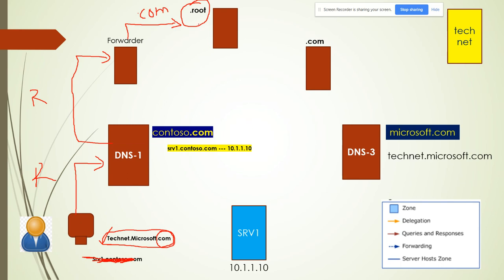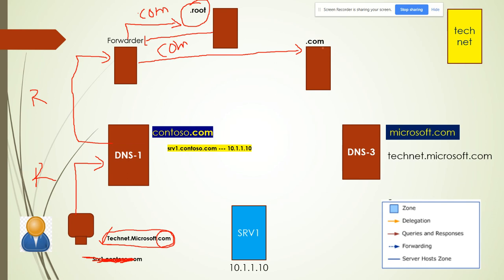So what it can do, it can say, I have a delegation of com. I'll refer you to the com server. You can communicate to the com and ask whether he has Microsoft information or not. So it will respond to my forwarder and give the information of the com server. My forwarder, what it will do, it will connect to the com server. Hey com server, do you know the Microsoft?